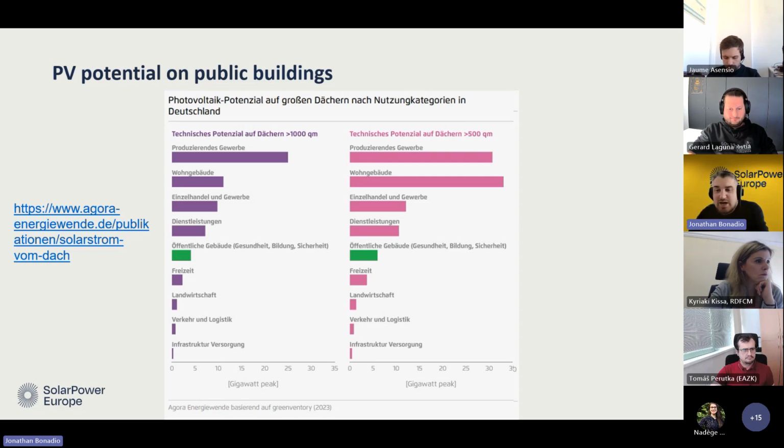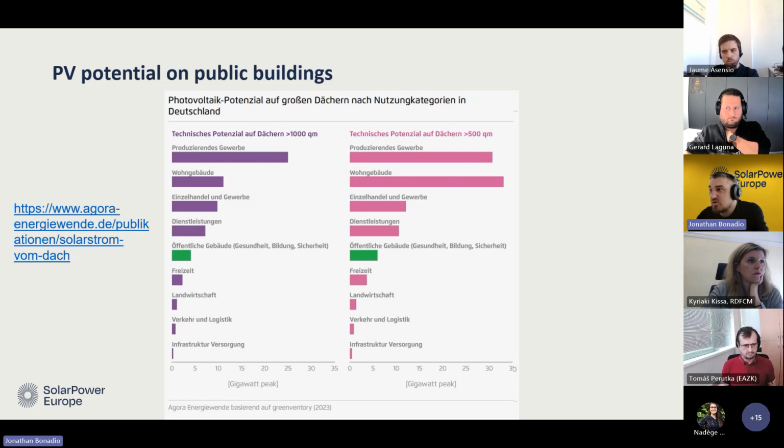And in this graph here, I assume that maybe not all of you understand German, so I will translate it. This is a graph from Agora Energiewende. I put you the link in the slide so you can have a look. It's a very interactive graph, very interesting. But this is the potential of solar PV on large roofs by category of usage. And the first bars I will let you look at the graph on the right. So the pink graph is the technical potential for rooftop above 500 square meters by type of usage.